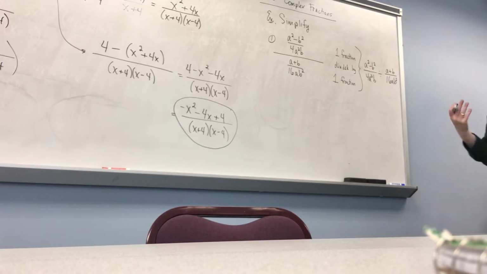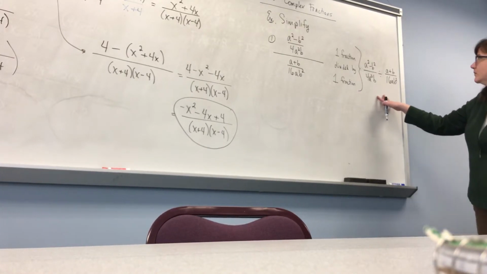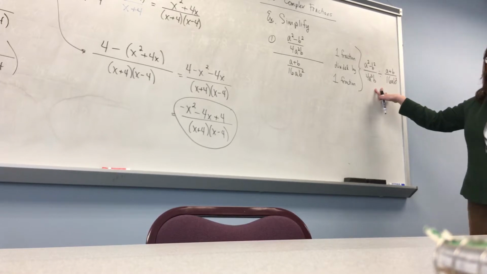And then you're going to divide fractions by multiplying by the reciprocal. I just wrote that step out. So if you have one fraction divided by one fraction, you can rewrite the problem as a division problem, and then finish the division problem by multiplying by the reciprocal. This is like what we did in section 6.2. I'm going to multiply by the reciprocal.